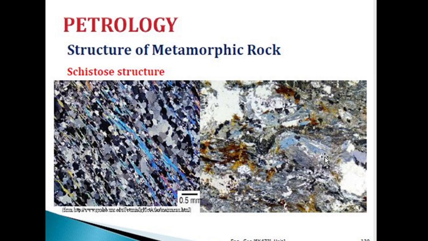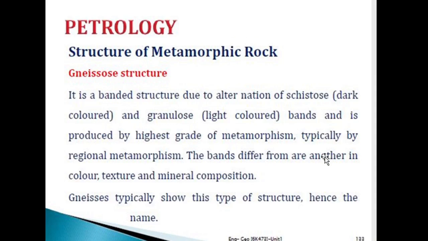The rock named schist typically shows such a type of structure. Schistose structure is shown by the schist. The rock which has the name schist is showing such type of structure. Next type of structure is gneissose structure. Gneissose structure, a gneiss structure.